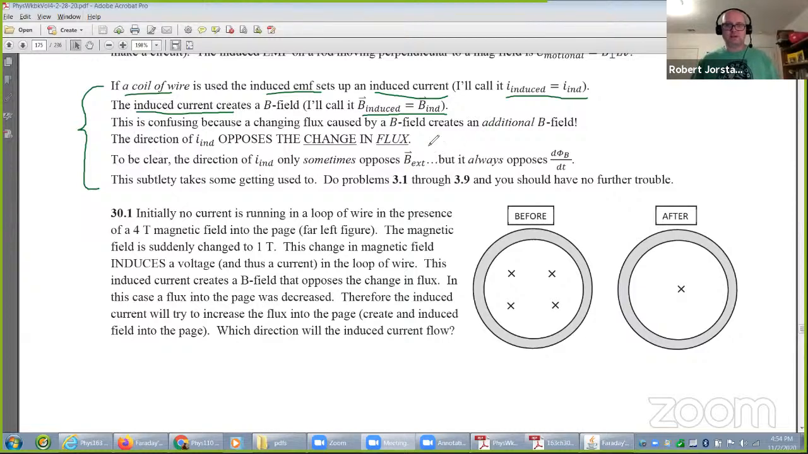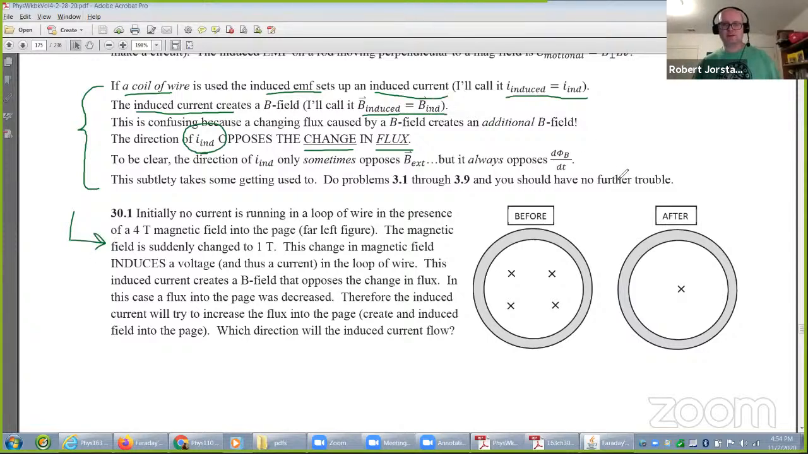So let's keep going here. So now this is what I want to talk about. I induced opposes the change in flux. There's a lot of words here. This is very, very complicated. Okay. Let's just do an example. Okay. Let's start with this one right here.